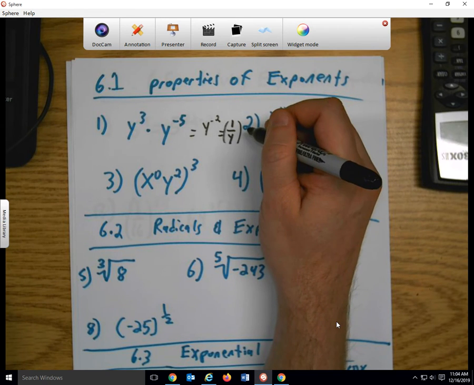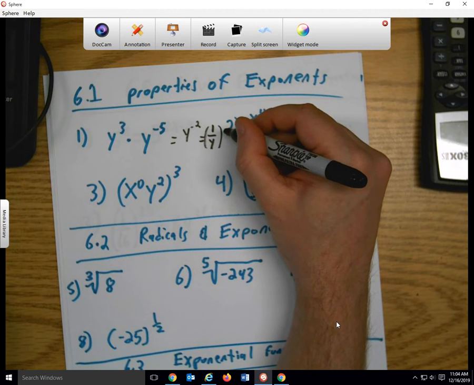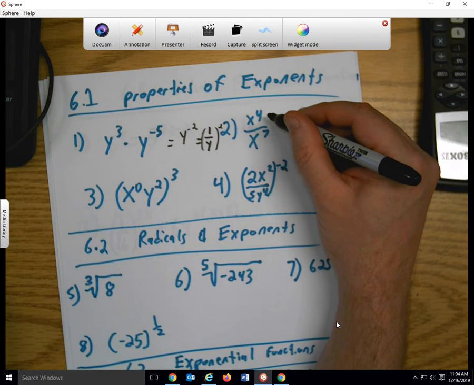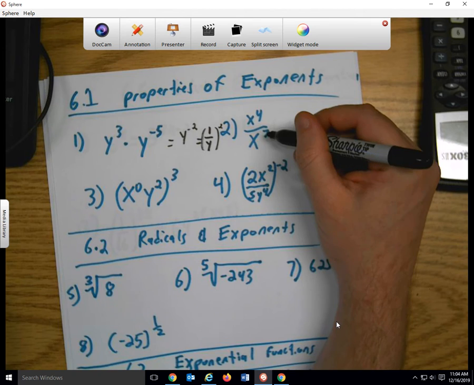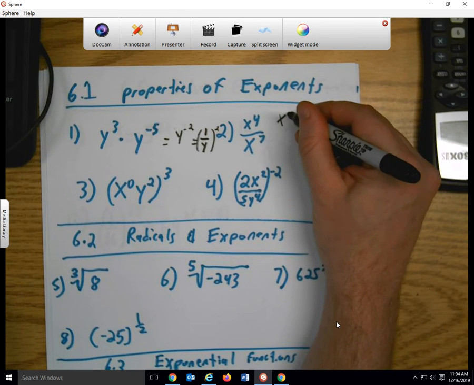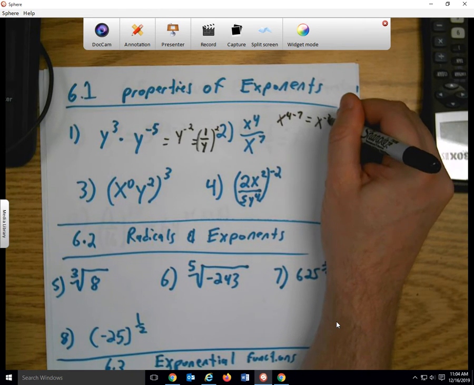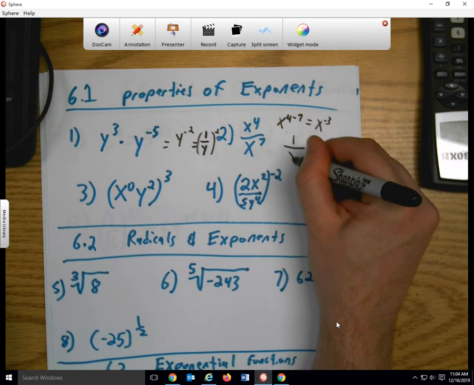Second. The quotient of powers property: when you divide, you subtract. It's like saying 4 take away 7, right? If you were to write it out, x to the 4th minus 7 would equal x to the negative 3. So the answer is 1 over x to the 3rd.